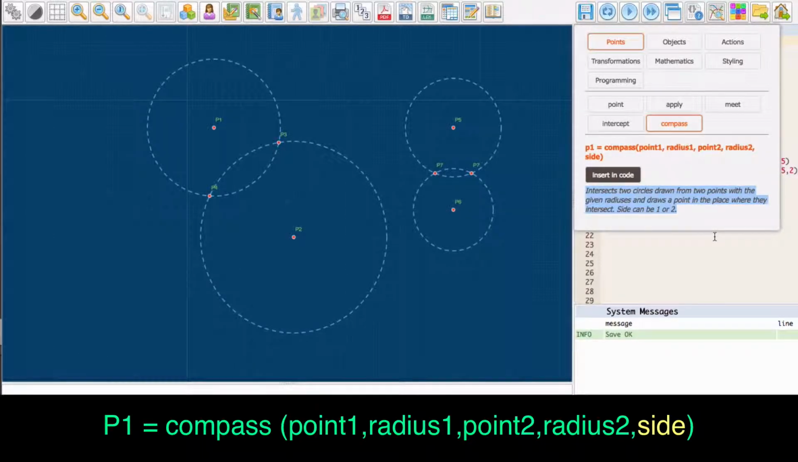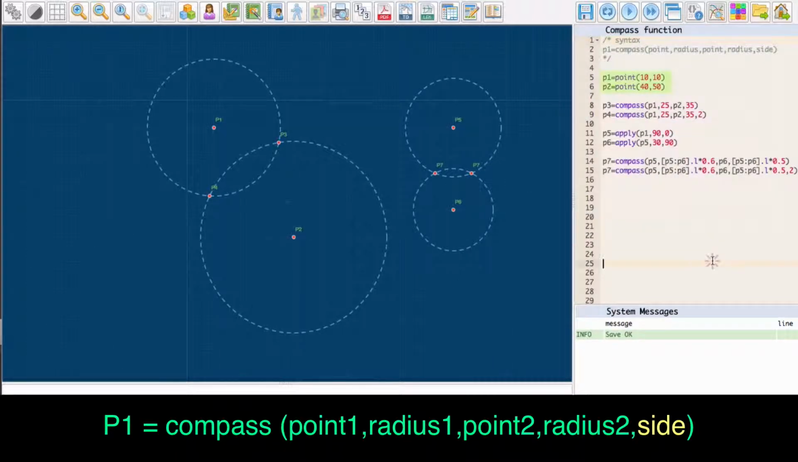Name of the new point, equation sign, the word compass, brackets open, the name of the first point, the first radius, the name of the second point, the second radius, and the side. All parameters are separated by commas. The last parameter, side, is optional and equals 1 by default.